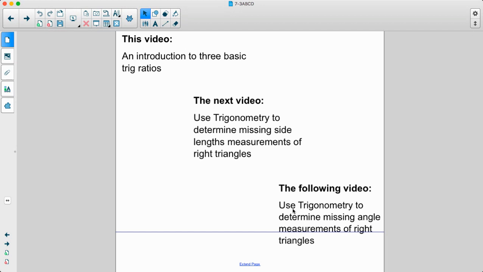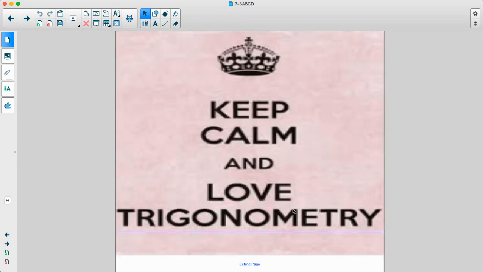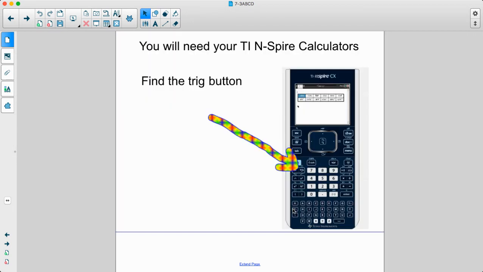In the following video after that, I'll show you how to use trigonometry to find missing angle measurements. And then I actually made an extra video following that on snazzier problems, more challenging problems. So through it all, we're going to keep calm and love trigonometry. I think you're going to enjoy this.